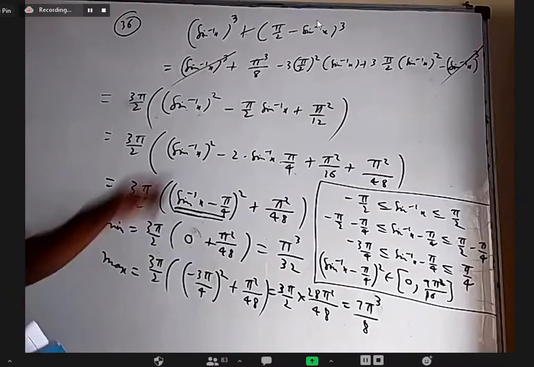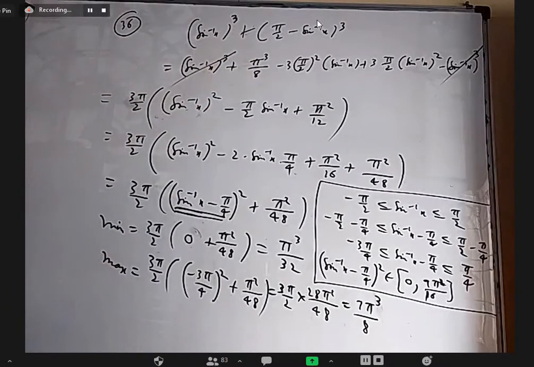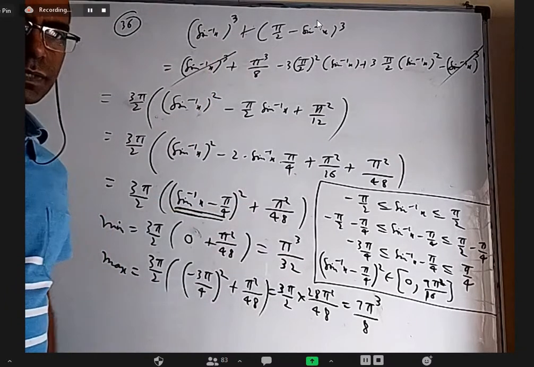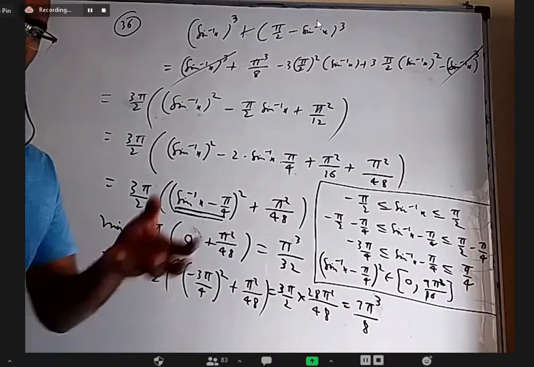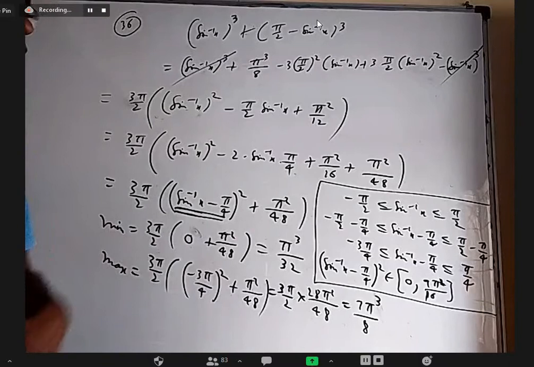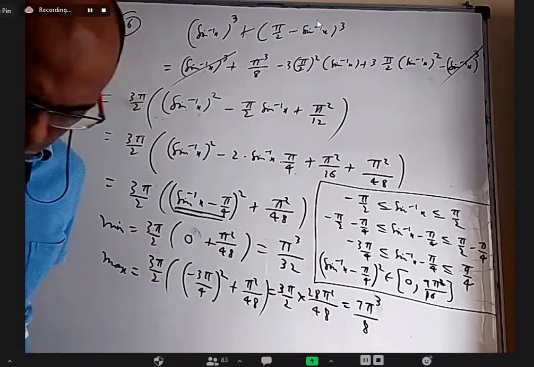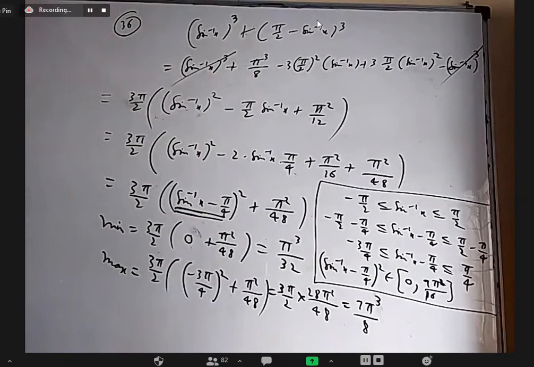Okay. So a cube plus b cube I would have dealt in some other way, like a plus b whole cube minus 3ab into a plus b, or a plus b into a square minus ab plus b square. At the end, anyway, I had to convert cos inverse into sin inverse, which is a quadratic. So I thought, why not do it like this? Lokeshwara, is it okay? Yes, sir. Okay.